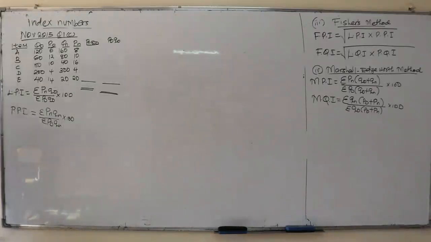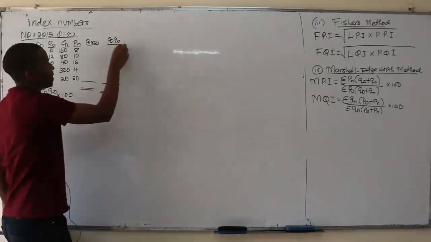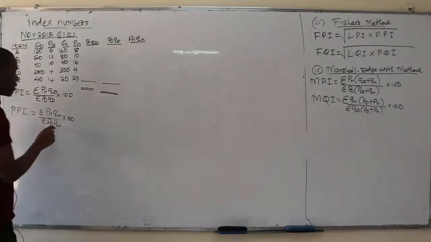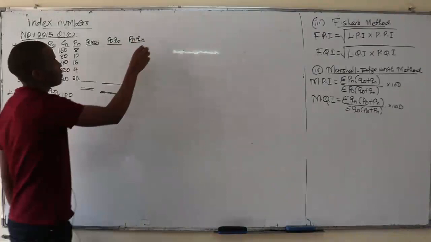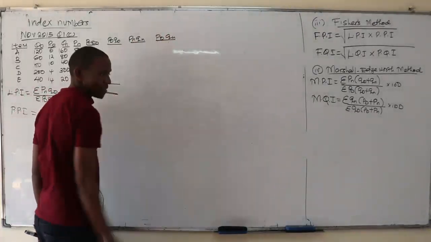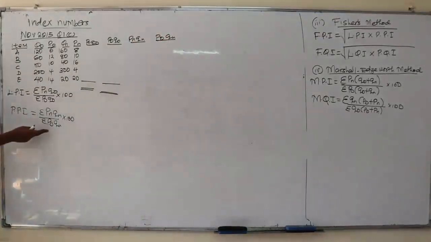Okay, so meaning that in this case, we need to get what? PN QN, and we have PO QN. So we also have to look for PO QN together, as a result of this.